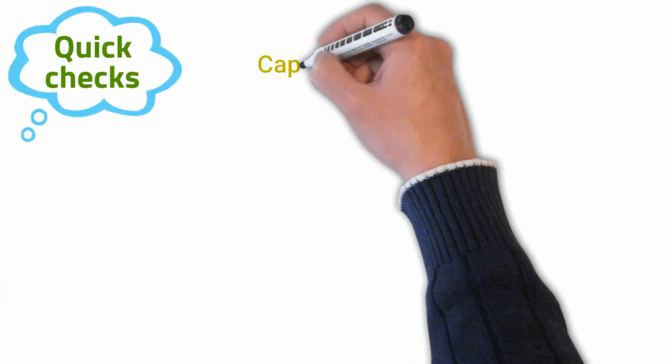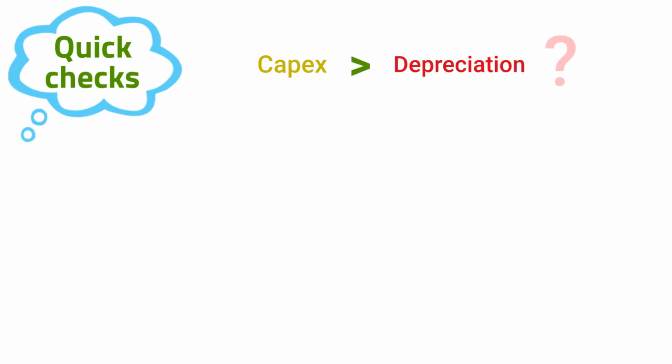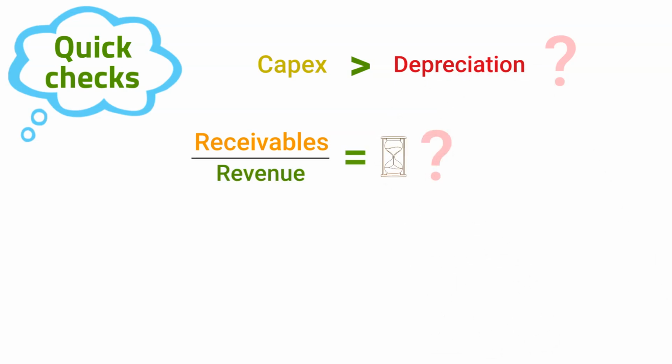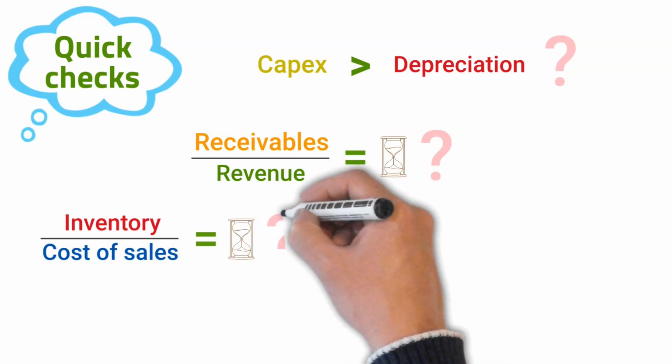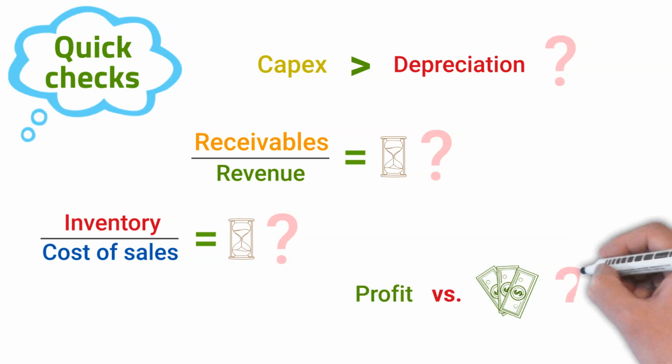And some more quick sense checks you can do at home. Compare depreciation and capital expenditure or CapEx. Are we reinvesting enough? Look at receivables divided by revenue. Long collection times freeze cash. Watch inventory days. Inventory divided by cost of sales. Slow apples rot and tie up money. Trace net profit conversion into operating cash flow. Big gaps need an explanation.